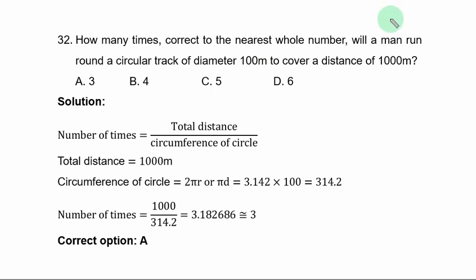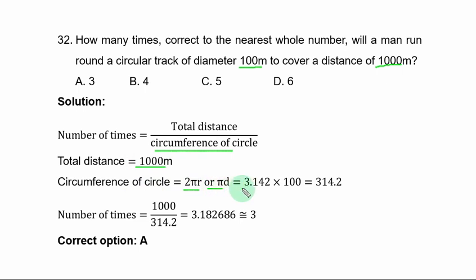Question 32. How many times correct to the nearest whole number will a man run round a circular track of diameter 100 meters to cover a distance of 1000 meters? Solution. Number of times is equal to total distance over circumference of the circular track. That is a circle. Total distance is 1000 meters. Circumference of a circle is 2 pi r or pi d.